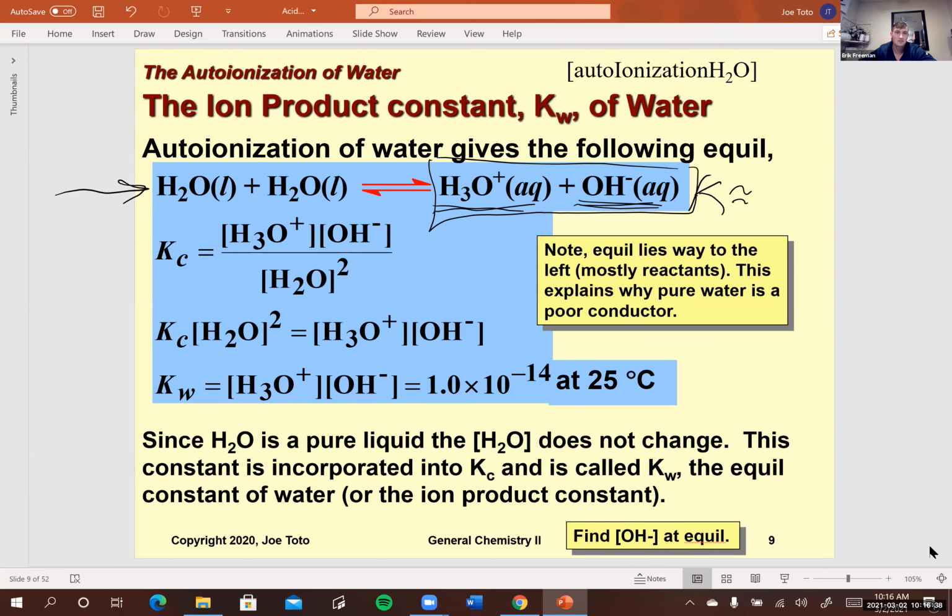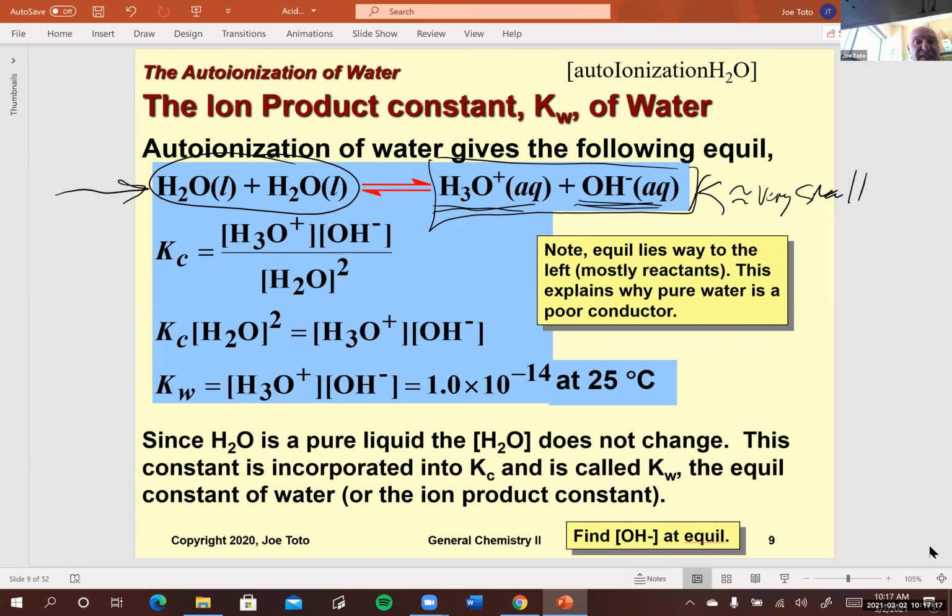It's small. Yeah, it's going to be very small. All right, so there's the autoionization of water. We use the law of mass action to define the equilibrium constant Kc. And I see it's the concentration of the products to their stoichiometric coefficients over the reactants to theirs, H2O squared. And I also noticed that this is a pure liquid. Its concentration doesn't change much. It's 55 molar.